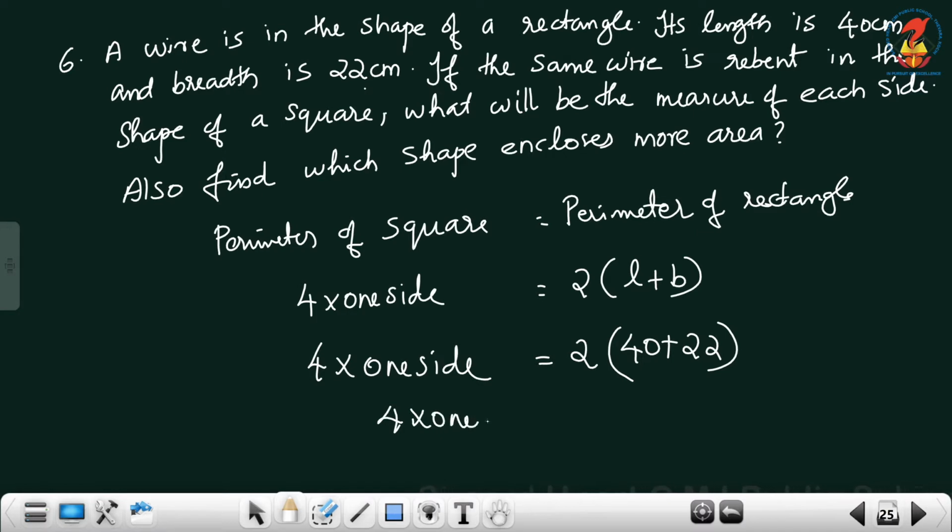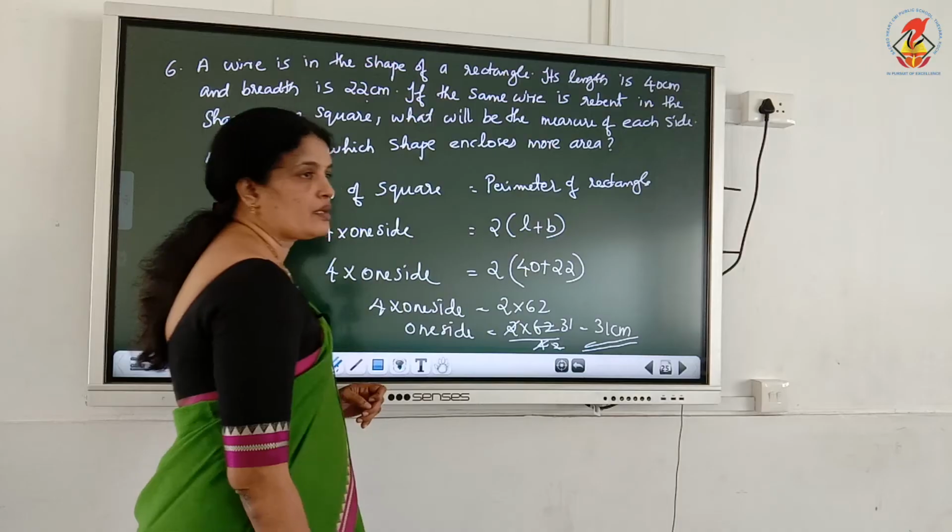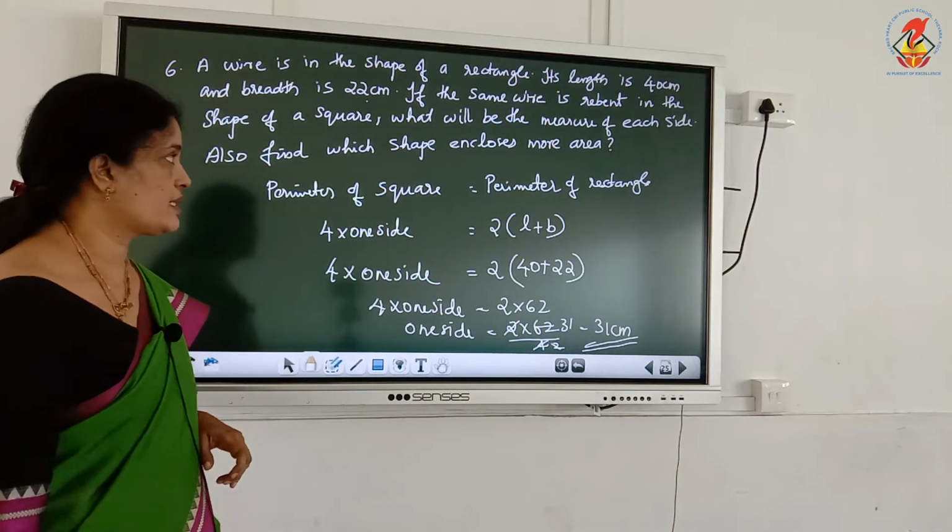4 into one side equal to 2 into (40 plus 22), that is 62. One side equal to 2 into 62 divided by 4. 2 and 4 you can cancel 2 times, 2 and 62 you can cancel, 31. That means 31 centimeter. Side of a square equal to 31 centimeter.